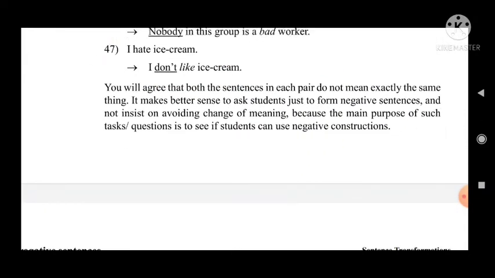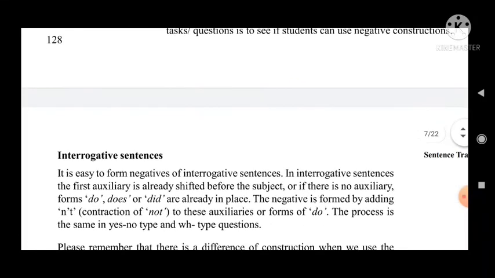You will agree that both the sentences in each pair do not mean exactly the same thing. It makes better sense to ask students just to form negative sentences and not insist on avoiding change of meaning, because the main purpose of such a task or question is to see if students can use negative constructions.